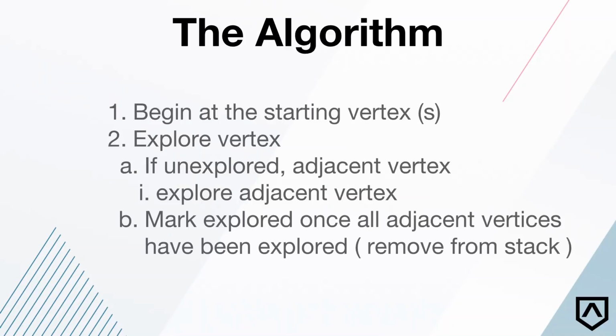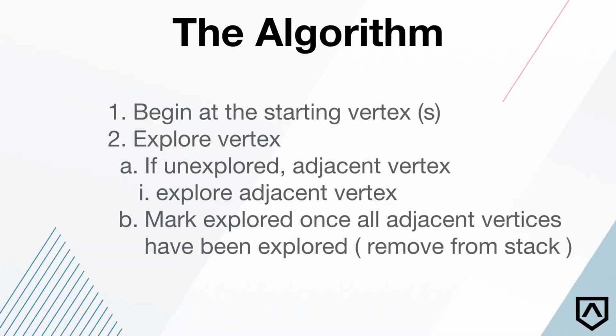Okay, so let's actually trace through a graph using depth first search. So the algorithm that we are going to follow, we are going to begin at the starting vertex. We're going to explore that vertex. And every time we explore a vertex, we're going to see, okay, is there an adjacent vertex that I can explore? Is there another vertex, another node on this path that I can continue down?